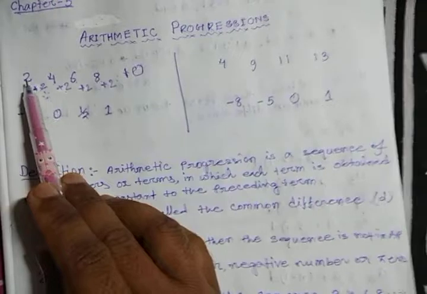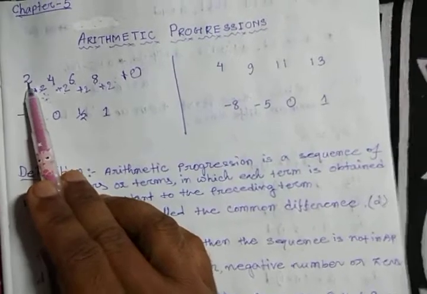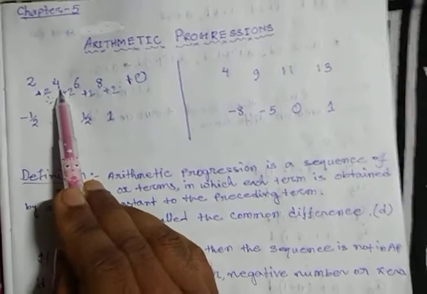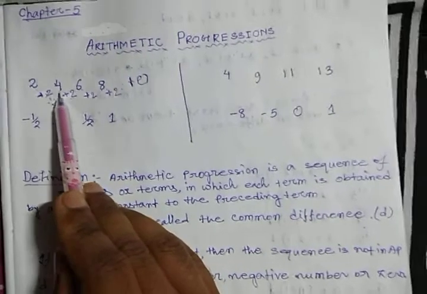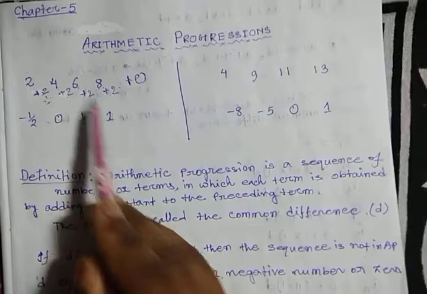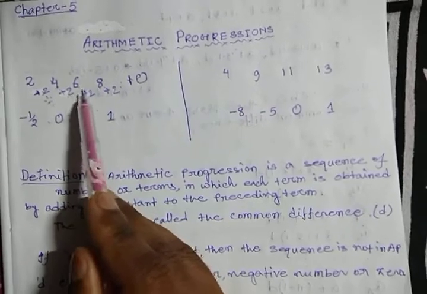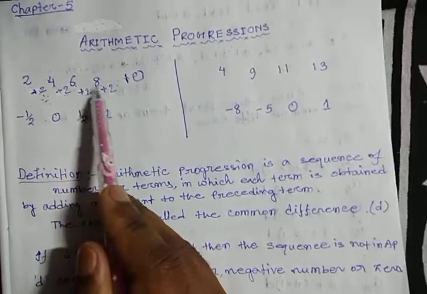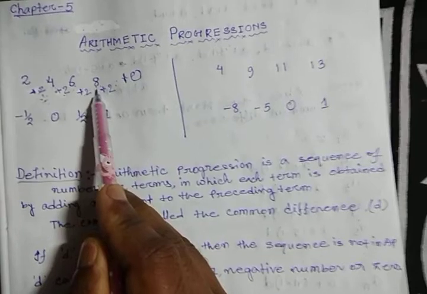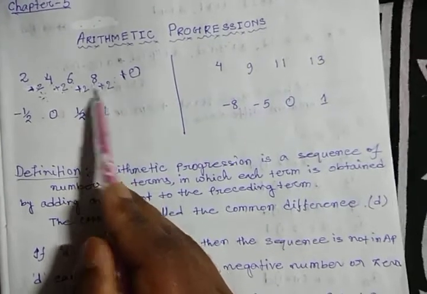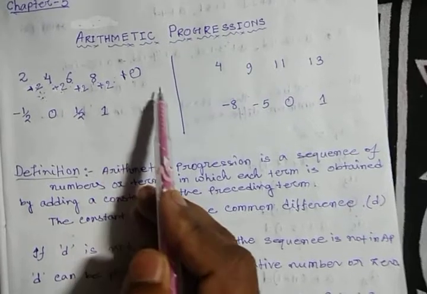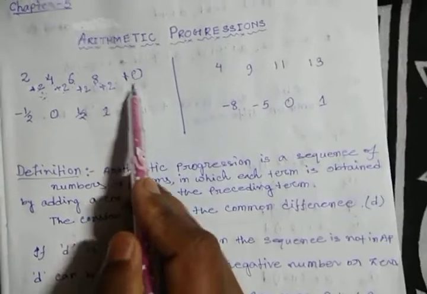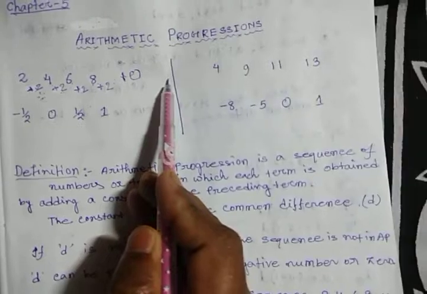So here if we add 2 to the first number 2, then we can find 4. In the same way, if we add 2 to 4, then it will become 6. And again, if we add 2 to 6, then we will find the next number 8. In the same way, if we add 2 to 8, then we will find the fifth term. Then again, if we add 2 to 10, it will become 12. That will be the sixth term.